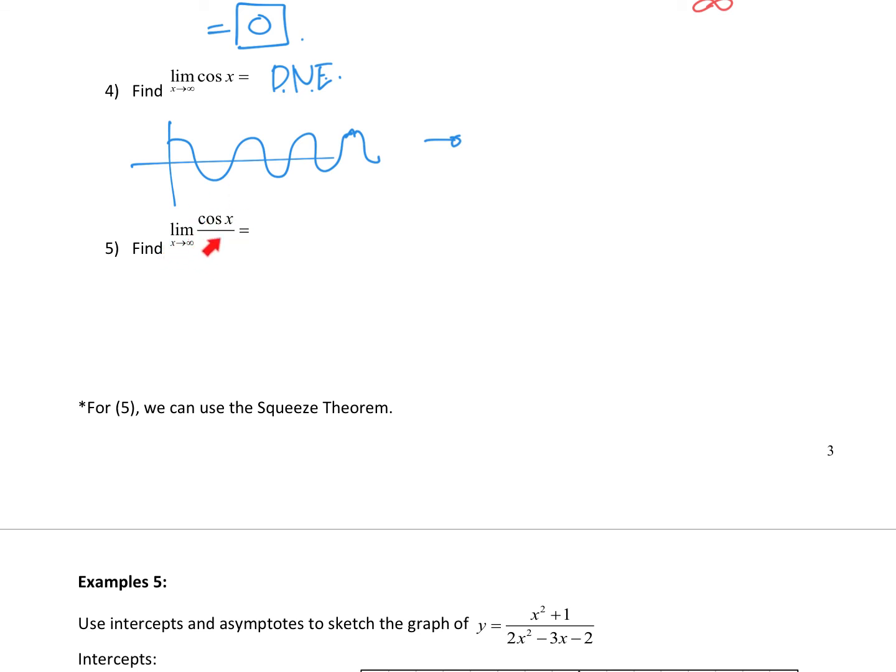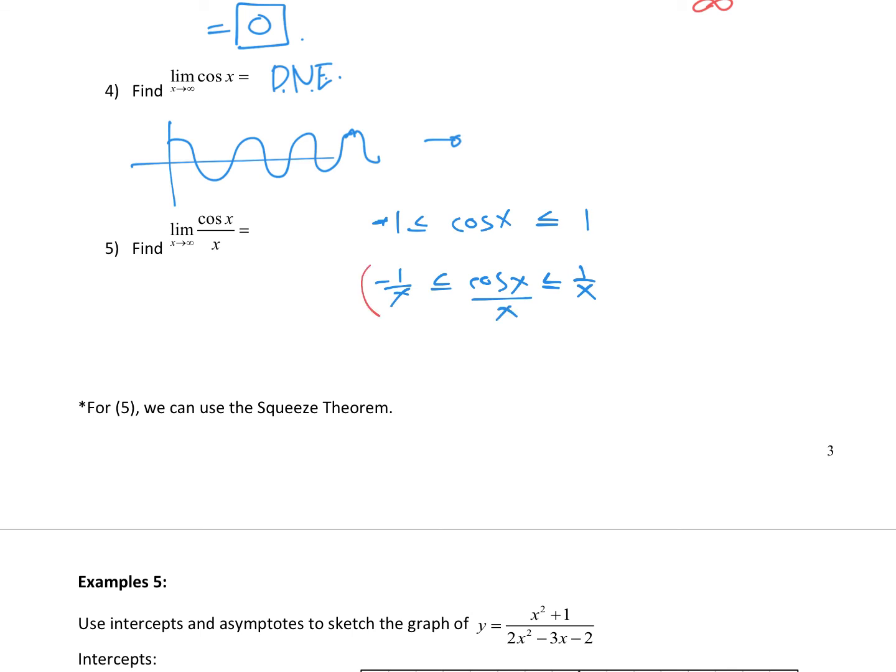I know the bottom goes to infinity. The top doesn't exist. But I know it's bounded, right? So I think we can use the squeeze theorem, and do the same thing. Cosine x goes from 1 to -1, right? So -1 over x, cosine x, 1 over x. I'm dividing like this, right?